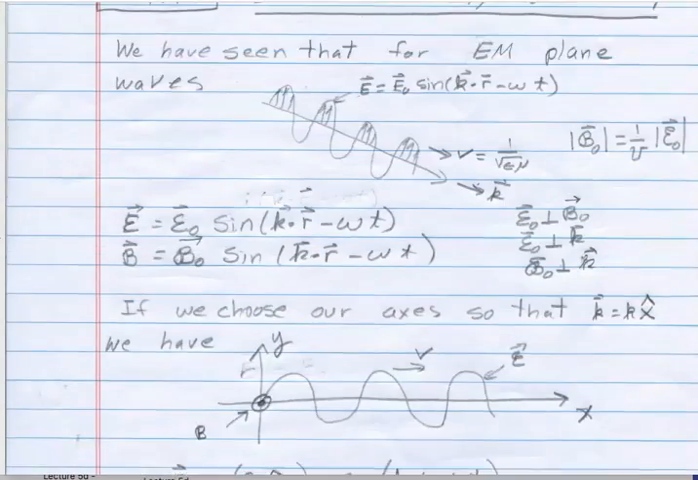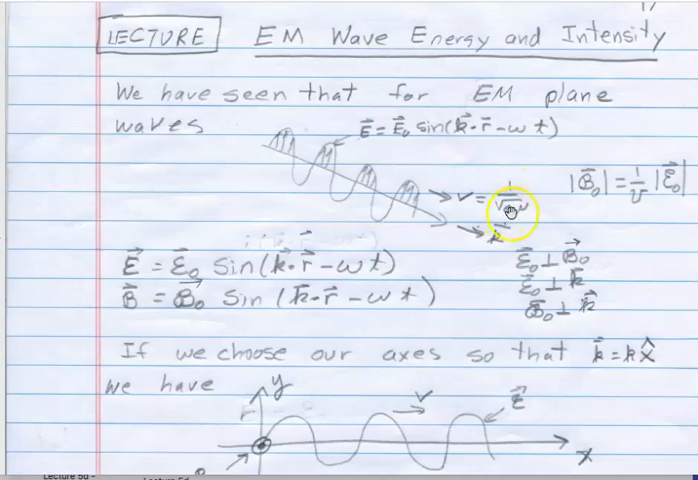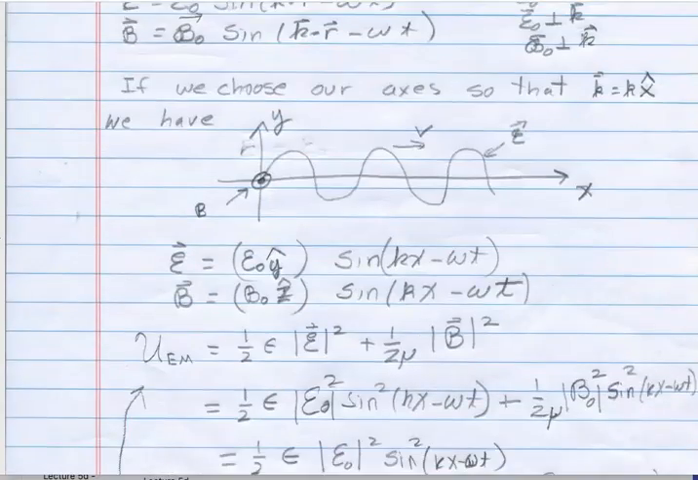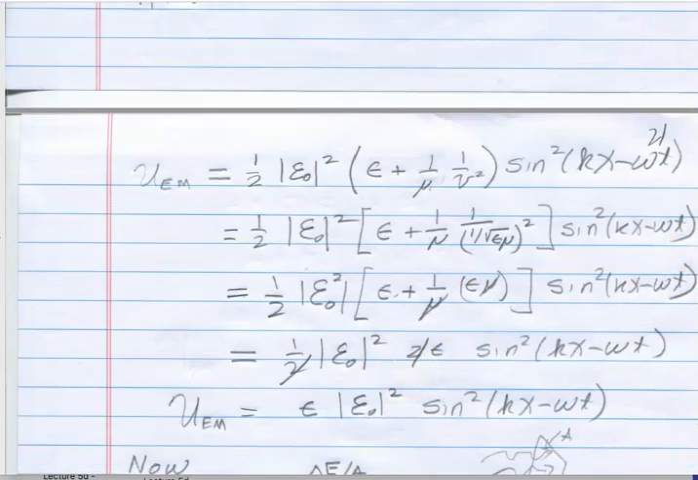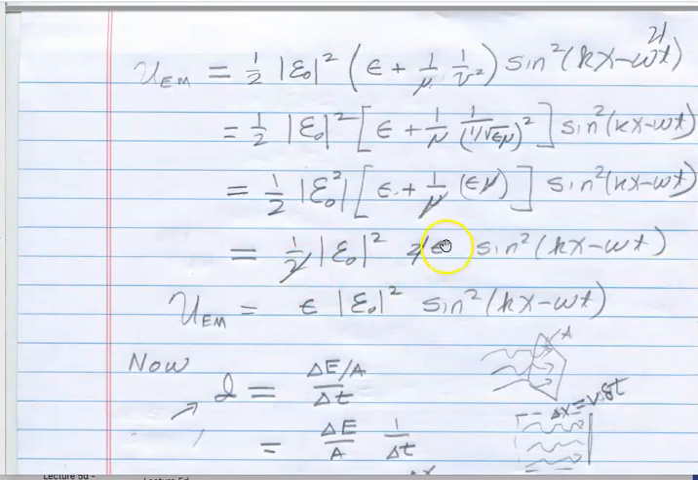But remember, the velocity is 1 over the square root of epsilon mu. And so I plug that in here and then reduce. The velocity squared becomes 1 over epsilon mu. That flips over on top, and then the mu's cancel, and this term then just becomes epsilon plus epsilon, or 2 epsilon. And that cancels the 2 there.